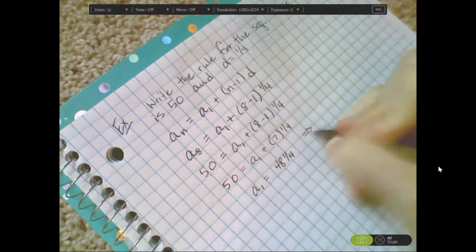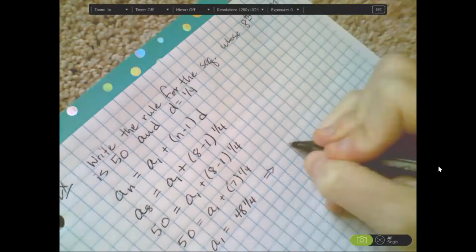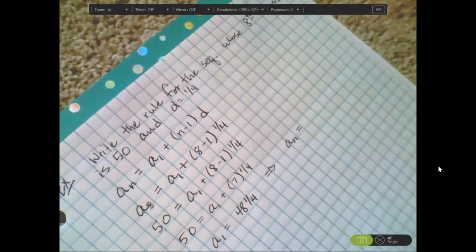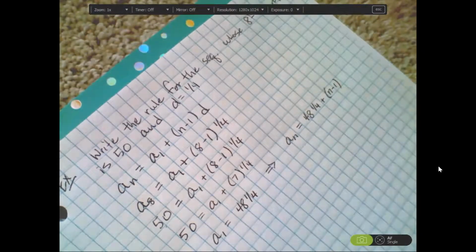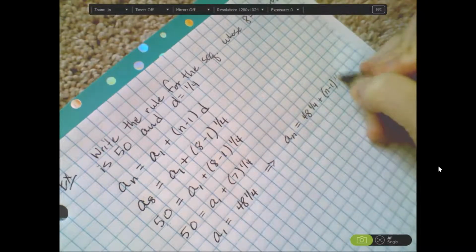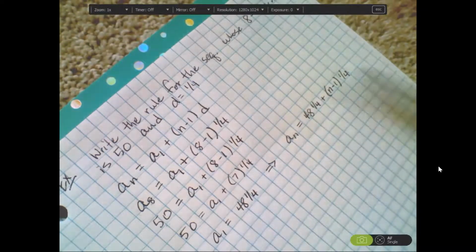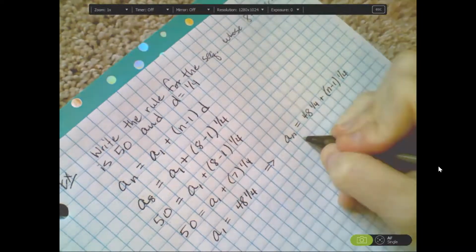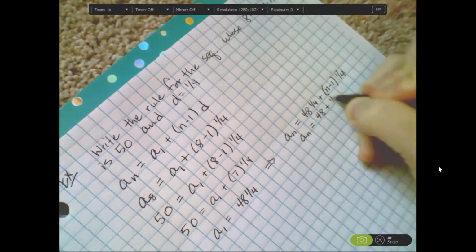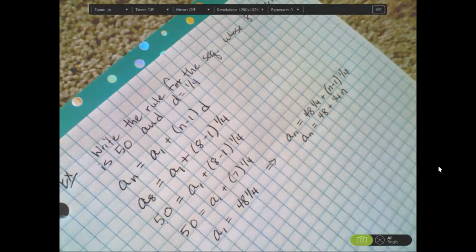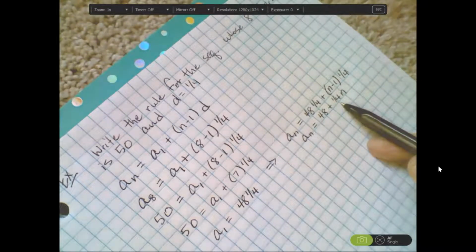So now I could go over here and I can write my rule. So a sub n, my first term I know is 48 and 1/4. This is going to stay n minus 1. We know our common difference was 1/4. And if you distribute your 1/4 and you simplify, move some stuff around, you should get 48 plus 1/4 n. So this is our rule. This is our explicit rule.